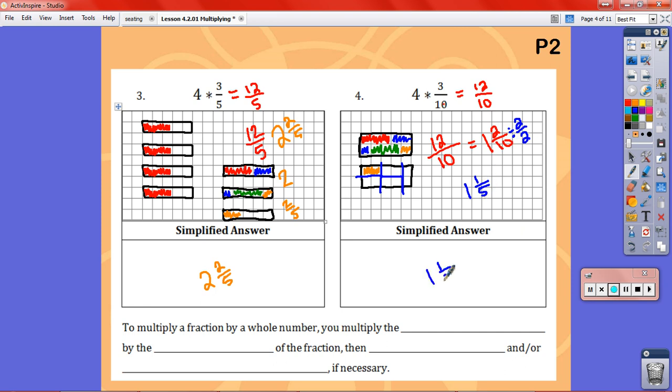1 1/5. So what we do to multiply a fraction by a whole number is that we multiply the whole number by the numerator of the fraction, then simplify and/or convert to a mixed number if necessary.